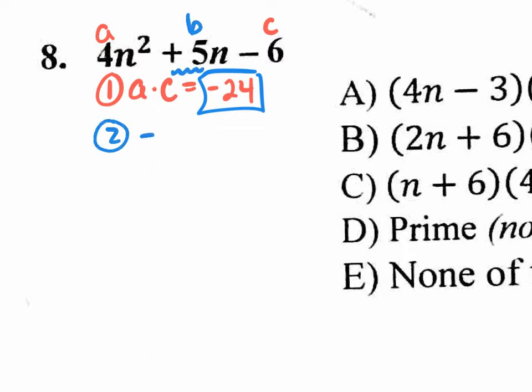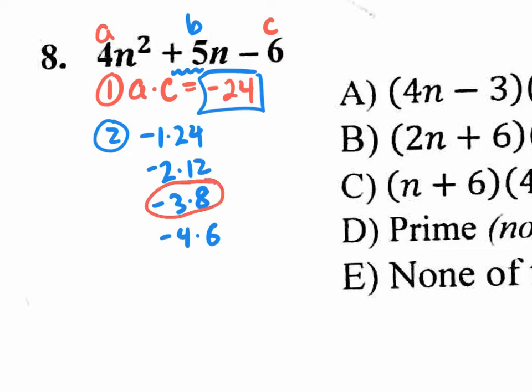So let's make a list. Negative 1 times 24, negative 2 times 12, negative 3 times 8, negative 4 times 6. Those are all the possible ways of multiplying numbers together to give you negative 24. Now, the question is, which of these pair of numbers combines together to give us the middle value 5? The negative 3 and the positive 8. If you add those together, it really does give you a positive 5. So these are the right numbers with the right signs.